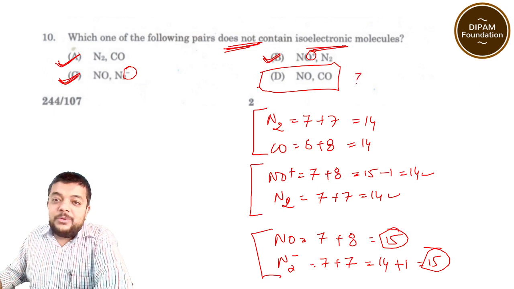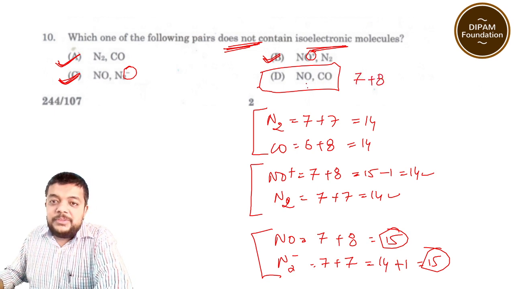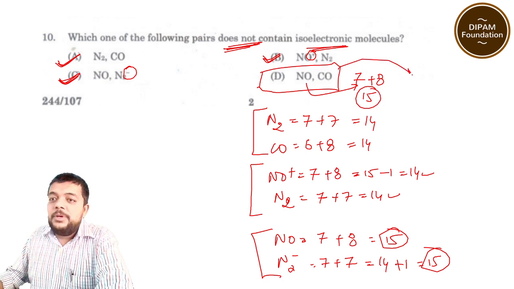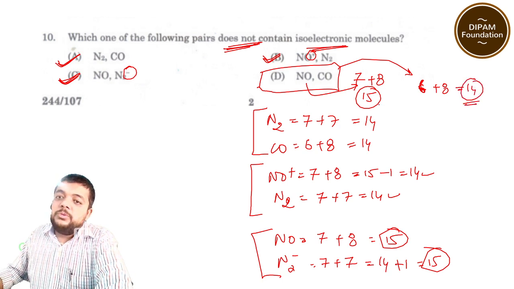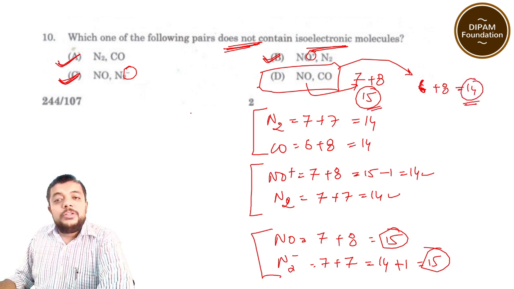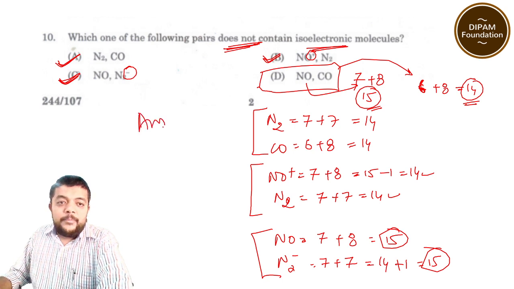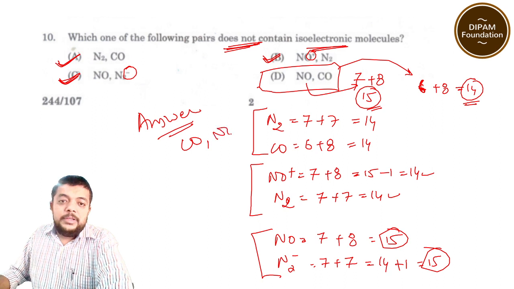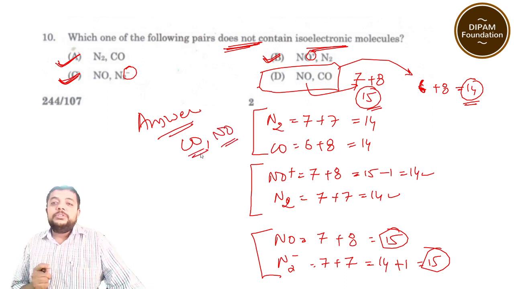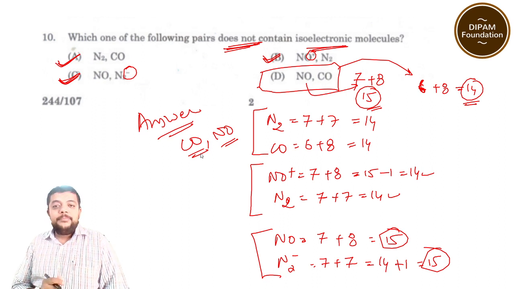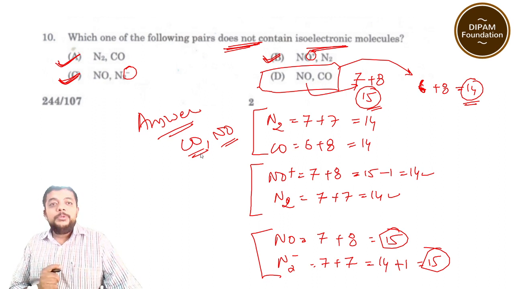So over here nitrogen is 7 and oxygen is 8, so the total is 15. Over here carbon is 6 and oxygen is 8, so the total is 14. So the total number of electrons in the molecules are not the same, and so our answer of not being similar goes to carbon monoxide and nitrogen dioxide. I hope this was very clear to you.